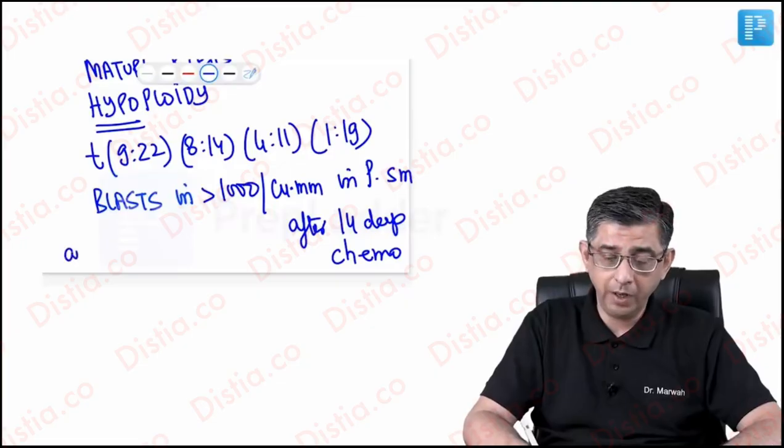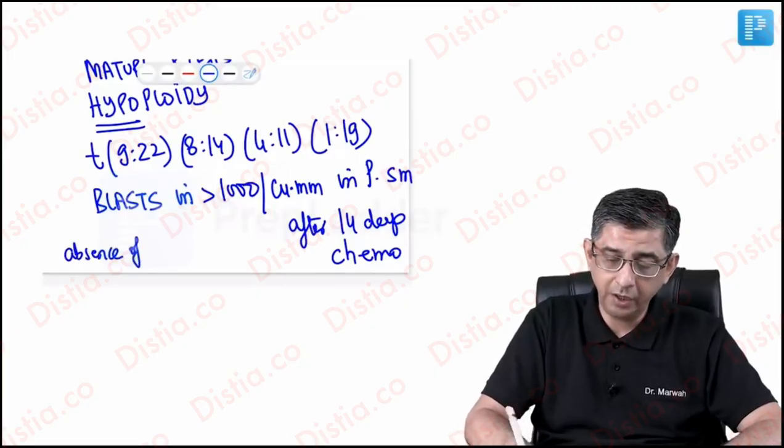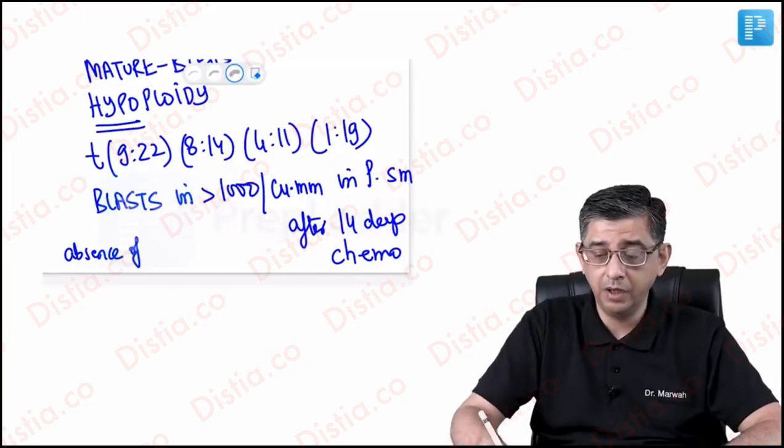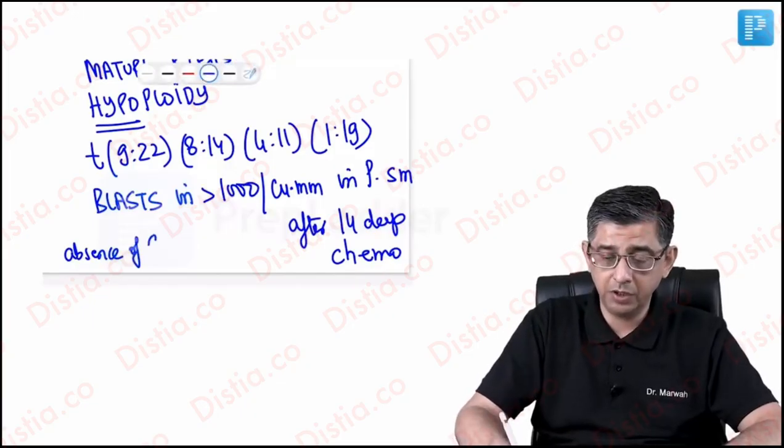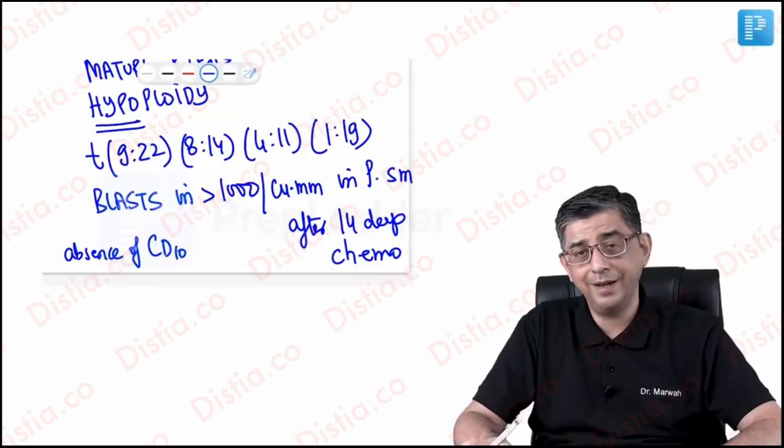Then subsequently would be absence of CD10. Remember in the starting of this discussion when I was describing the B cell variety of acute lymphoblastic leukemia, I had mentioned regarding CD10.